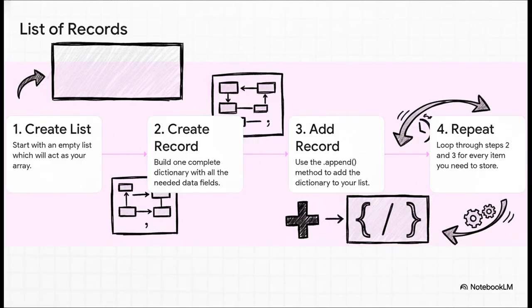So how do you actually build this? It's like a simple recipe. Step 1, create an empty list. That's your container. Step 2, create one complete record, a fully formed dictionary. Step 3, add that record to your list using .append. And step 4, just repeat. Make another record, append it. Make another, append it. It's as simple as that.